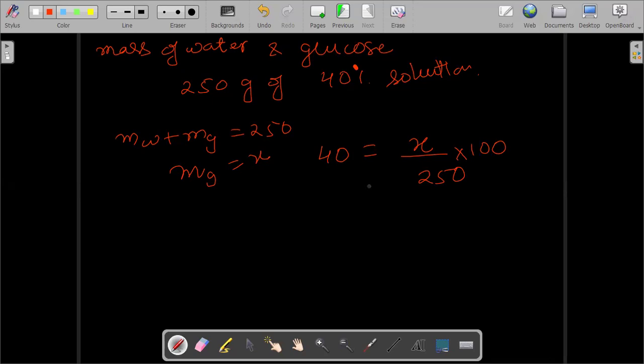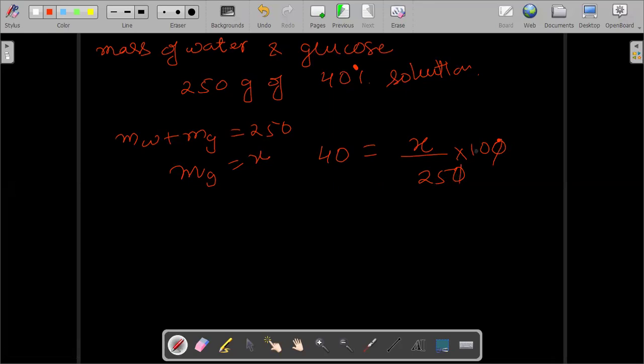How much should it be? 10x by 25, sir. 40 is equal to 10x by 25. Why do you write 40 as 10x by 25? Sir, we can cancel the zeros, right? Yes, you can cancel this 0 and this 0.